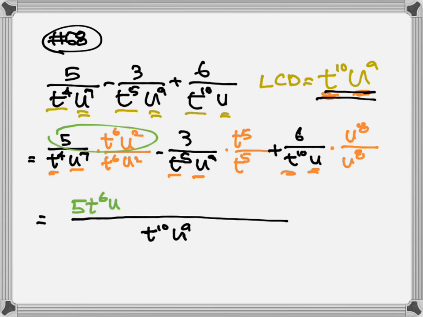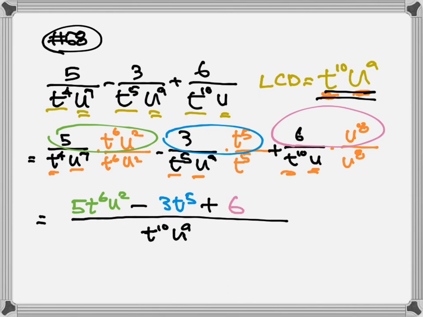So it'll be 5t^6 u^2. Keep the minus in between. Now let's multiply the second numerator. So it'll be 3t^5. Then keep the plus. Now let's multiply the third numerator. So it'll be plus 6u^8. Then that's it. That's your answer.